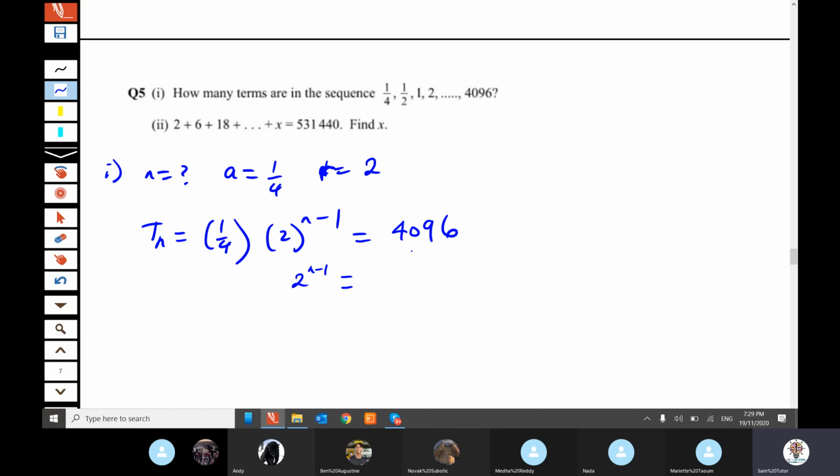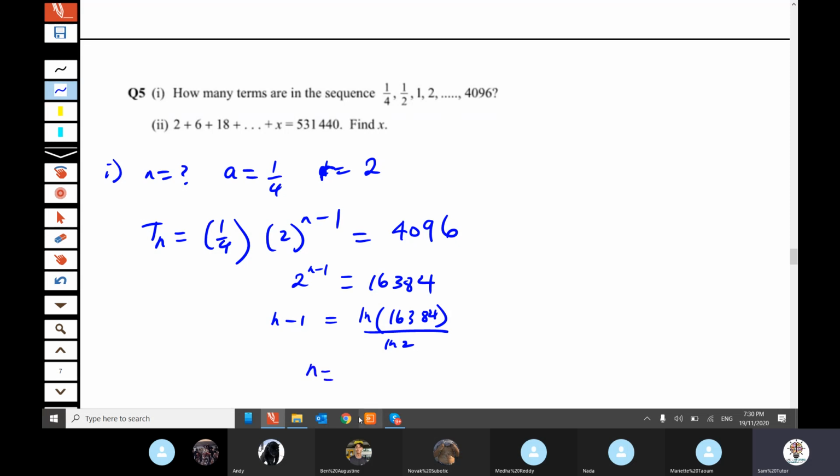I would times this one by 4. I can see 4,096 is a factor of 4, so you could have just done that, but I'm going to use logs instead. 16,384, I times it by 4. And then log both sides. So I get n minus 1 equals log of 16,384 divided by log 2. And then we're just going to plus 1.